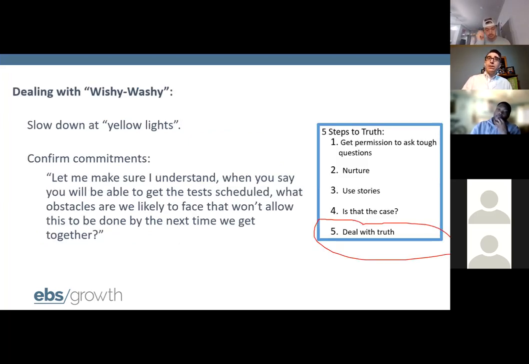It seems like you've already decided against this. So that's the nurture. Use that story. Hey, it seems to me that maybe you've already decided against this, and then you deal with the truth. Because the whole idea behind this is to get to the truth so you can deal with it. All right, questions on that? We went through that a little bit quickly.